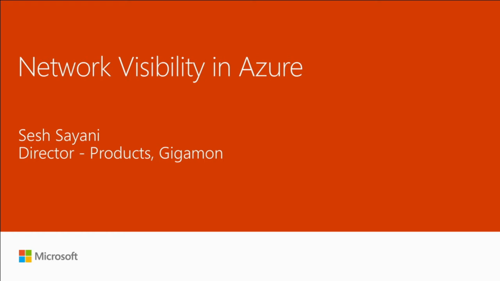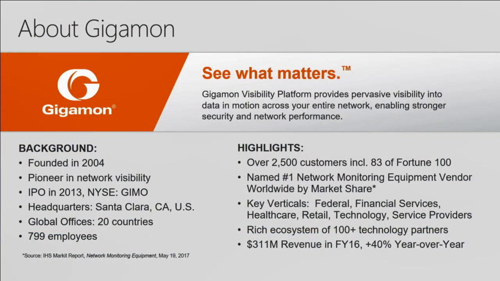So I'm Sesh, Director of Products for Gigamon on the Cloud Solutions. Just a quick overview, founded in 2004, pioneer in network visibility. Our mission has been to provide continuous visibility for traffic, whether it's on-premises, private cloud, or public cloud. We are a multi-cloud solution, and we work with a lot of ecosystem partners. Some of them Abhishek and Vijay already talked about. They're in that slide, so we work with them as well, feeding traffic into those tools for analysis, monitoring and visibility, in various verticals around the world.